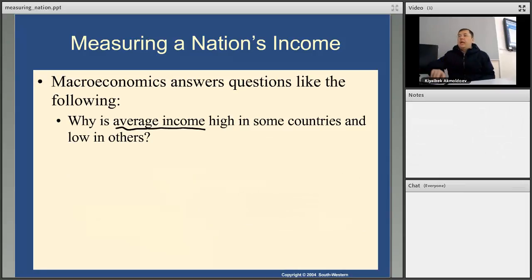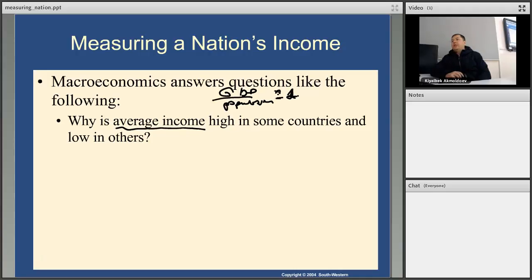So average income, what does average income mean? Average income means GDP, gross domestic product, divided by population. It gives us the average in one country, how much one person is earning on average. So GDP divided by population gives average income. In some countries it might be low, in some countries it might be high.